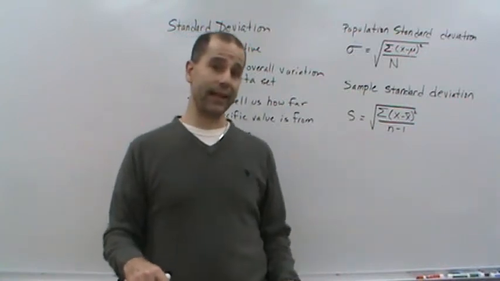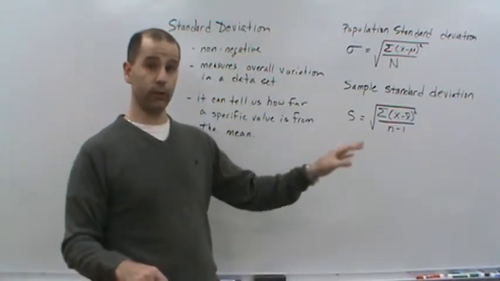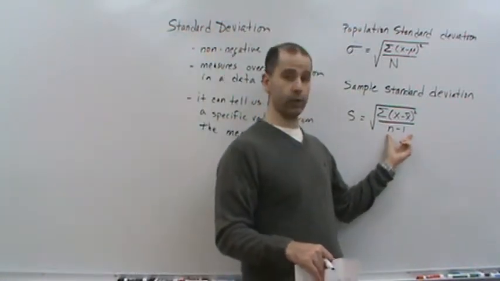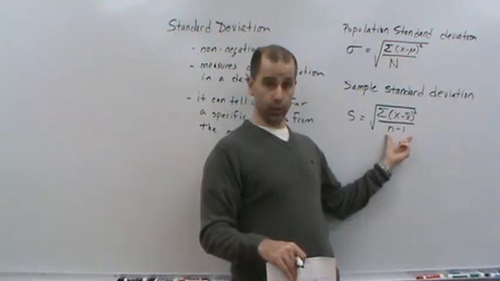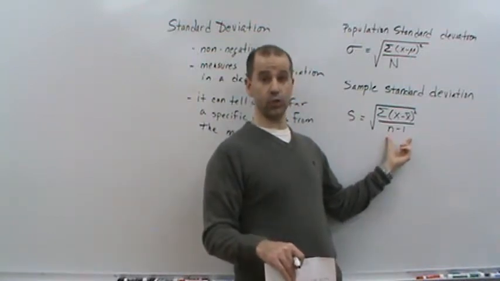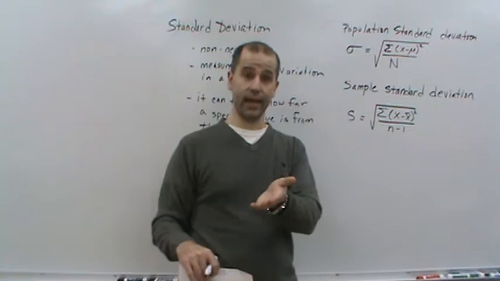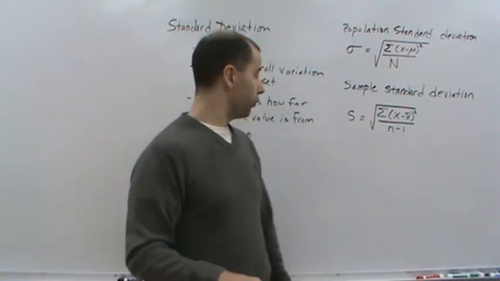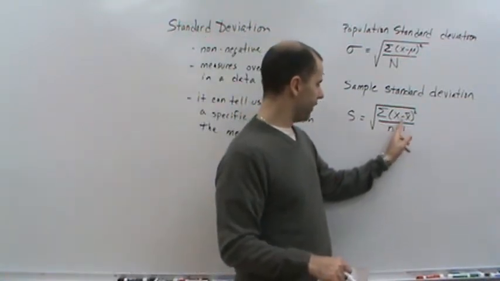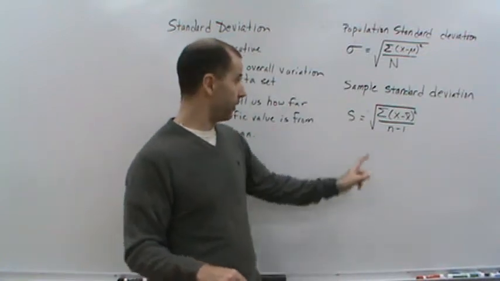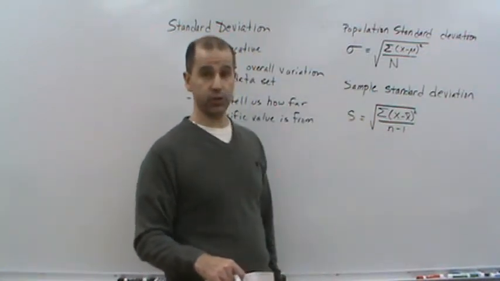Now I'm not going to explain that in this video, that's for a later video, but there's an important reason why we're dividing by n minus 1 instead of just n, like we did with the sample mean. Okay? So that and that are the two big differences. Other than that, they look very similar.